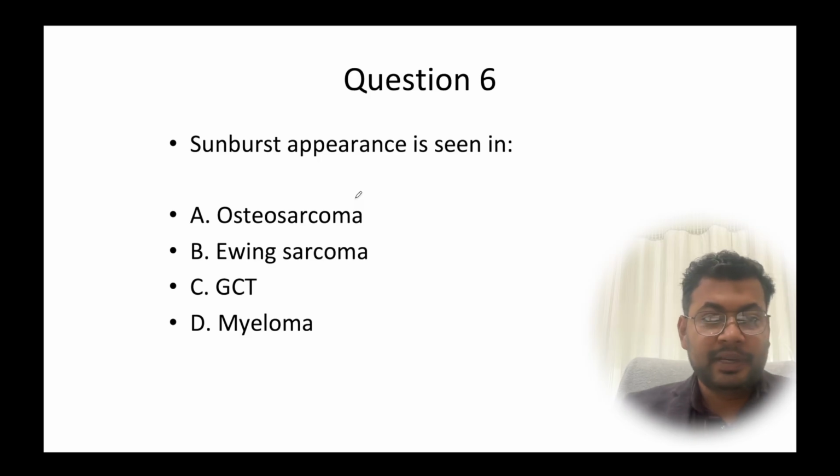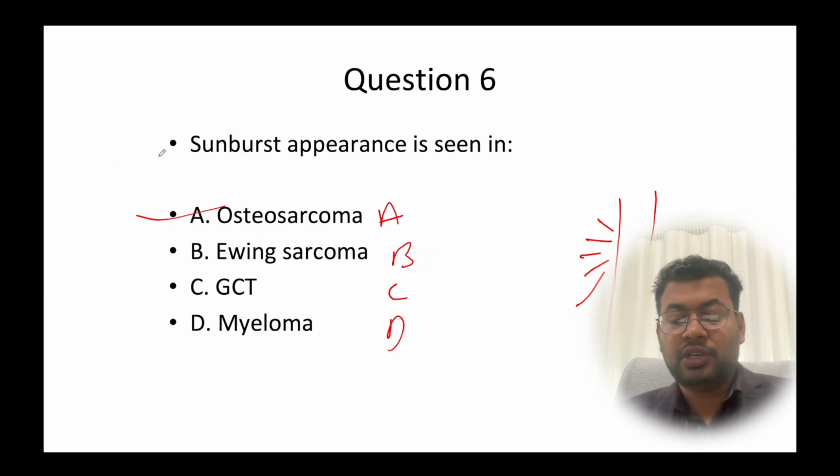Then sunburst appearance is seen in. So the sunburst appearance is most commonly seen in A. Osteosarcoma, B. Ewing, C. GCT, D. Myeloma. So the answer is A. Osteosarcoma.